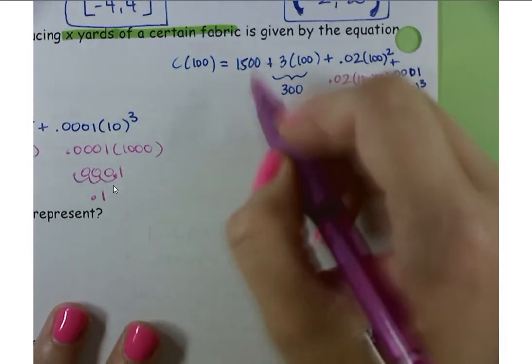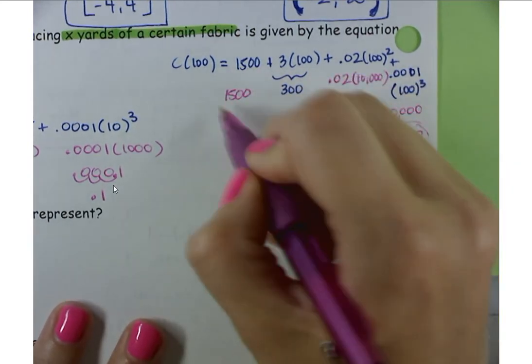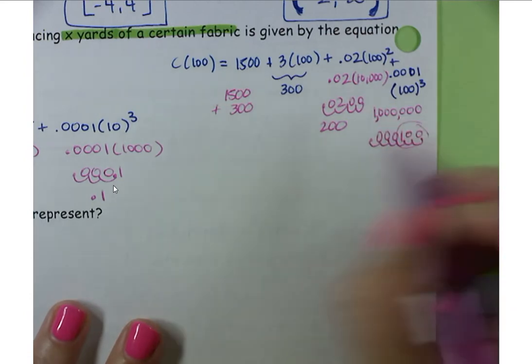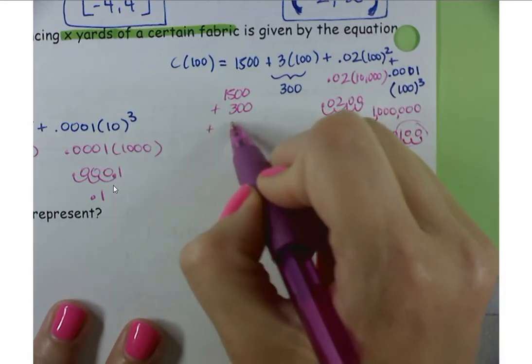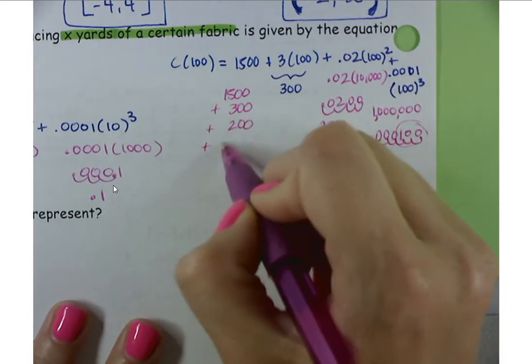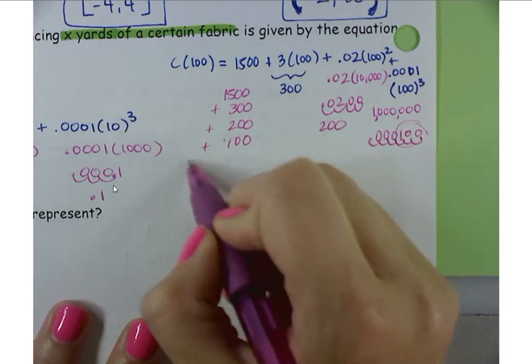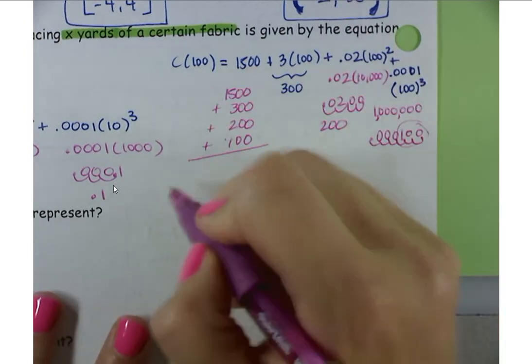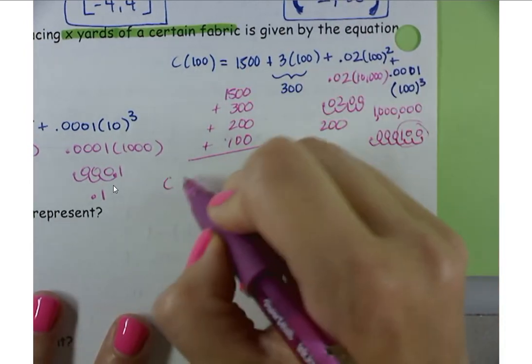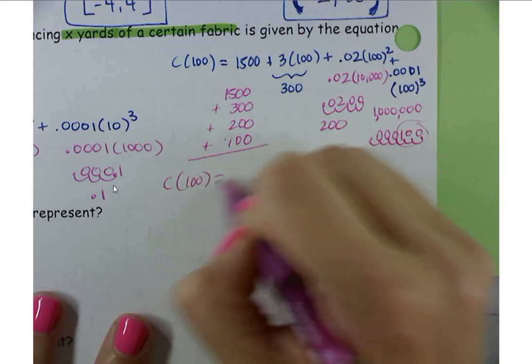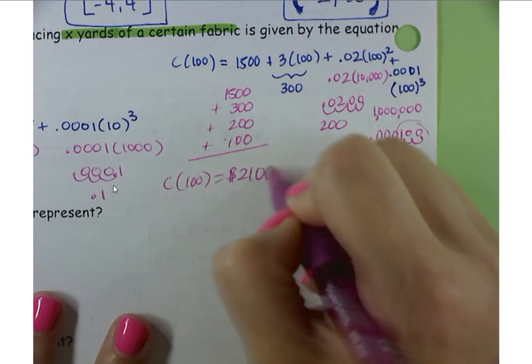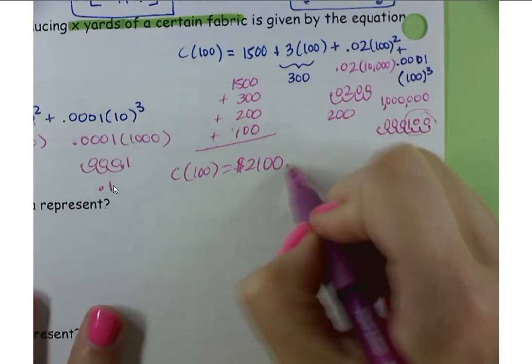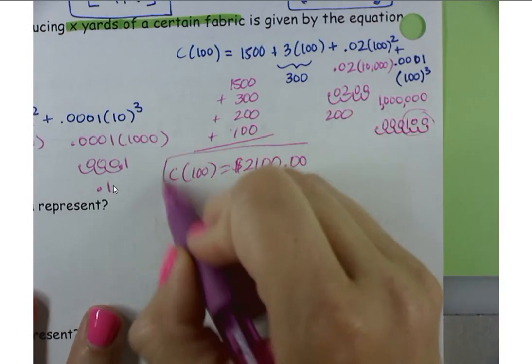Okay, so 1,500 plus 300 plus 200 plus 100, which will give me my final score of what? Good. And it is money, so I am going to put the 0.00.